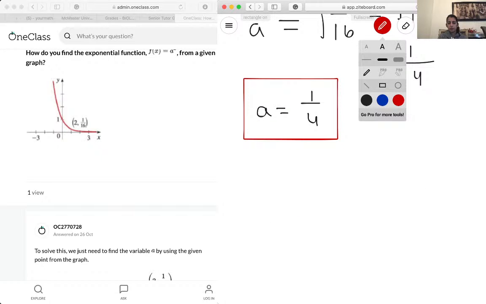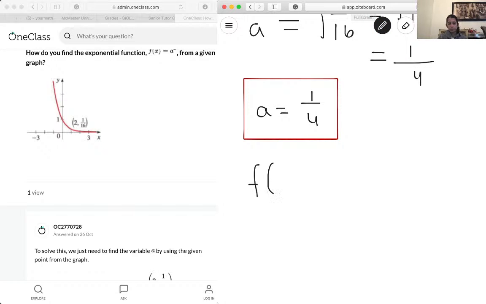And we can input this into our equation. So f of x equals our a value, which is 1 over 4, raised to the power of x. Now we can try this out with another point if we want. We can try it with our x being 1. When we put in 1 for our x value, we get y equals 1 over 4, because 1 raised to the power of 1 is 1 and 4 raised to the power of 1 is 4.